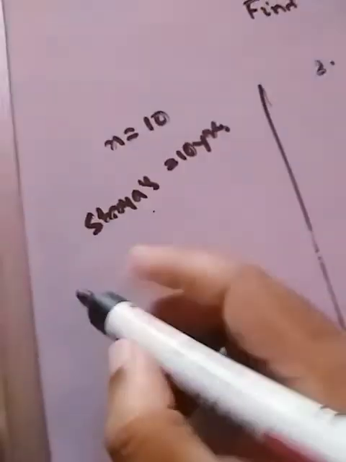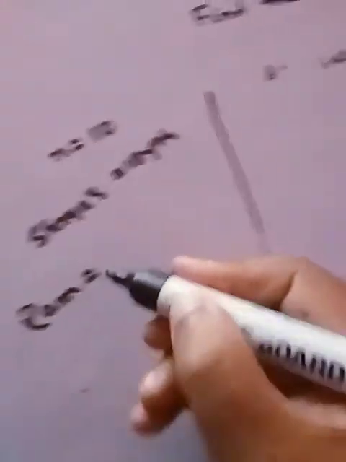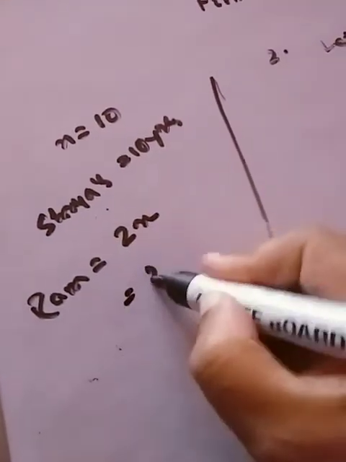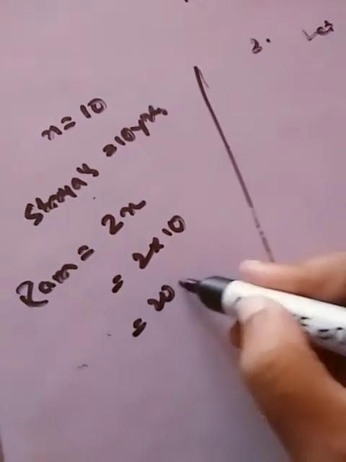So Shreya is 10 years and Ram is what? Ram is 2x. So 2x means 2 into 10. That is 20 years. So this is the final answer.